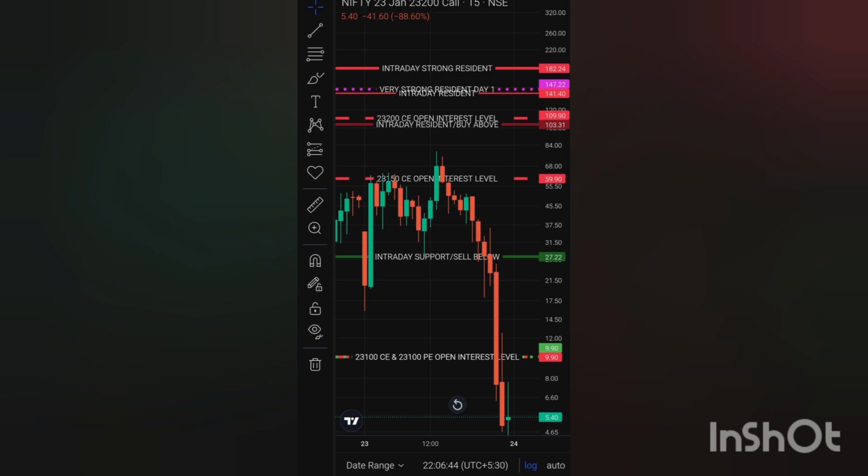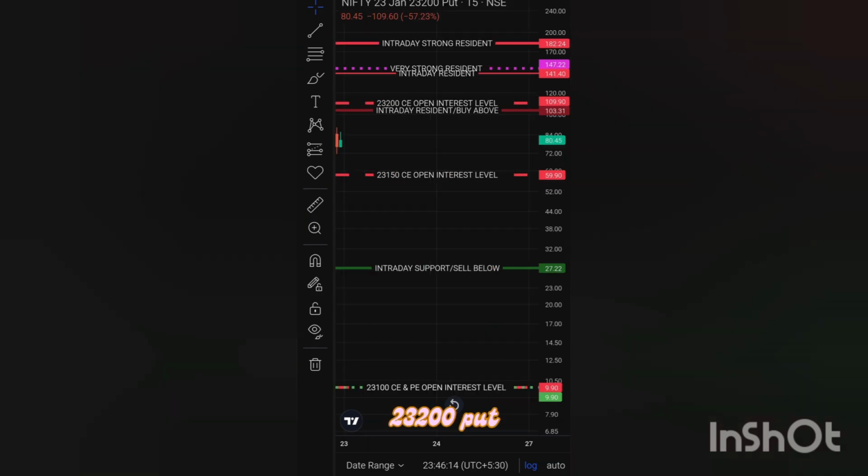Open interest levels, the key 23,200 CE level at 109.90 and 23,150 CE at 59.90 confirmed strong resistance throughout the day. So, the key takeaway here is that once the price broke support at 27.22, it was a clear sell signal. Now, let's move on to the Nifty 23,200 PUT chart, which shows an even more dramatic decline.